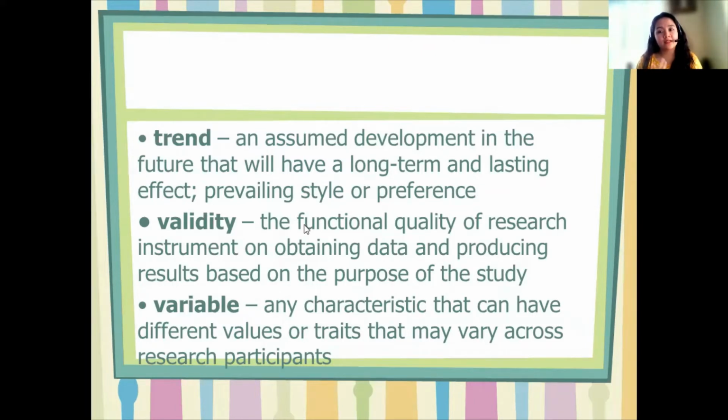Variable. Any characteristic that can have different values or traits that may vary across research participants. So we already discussed this before, that the variable is found in your research title. So there are two different variables that must be included in your topic or title, the dependent variable and the independent variable. So yung mga values or characteristics or values na makikita sa iyong research. Yung main ideas, ganun. Okay?